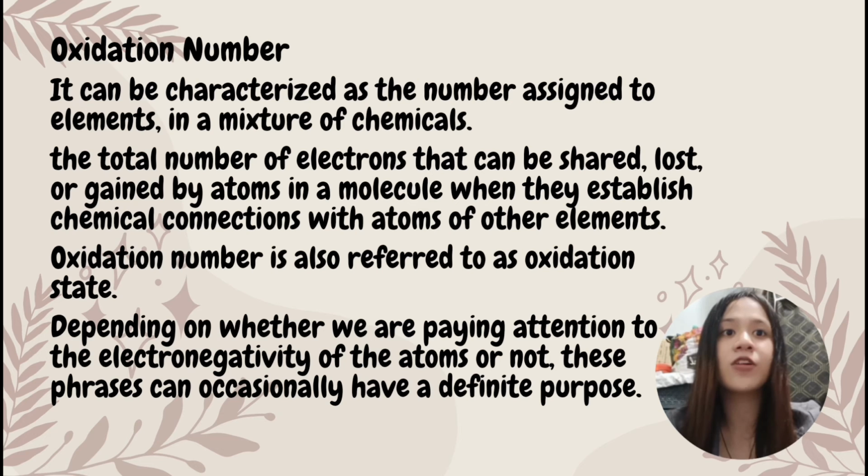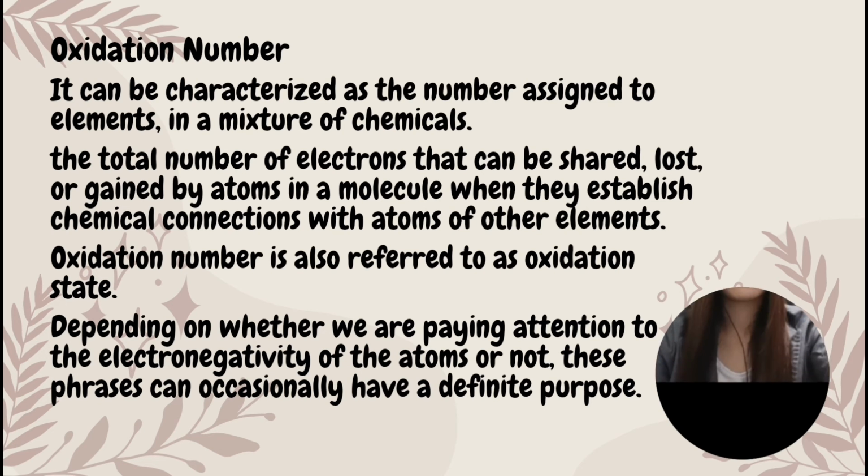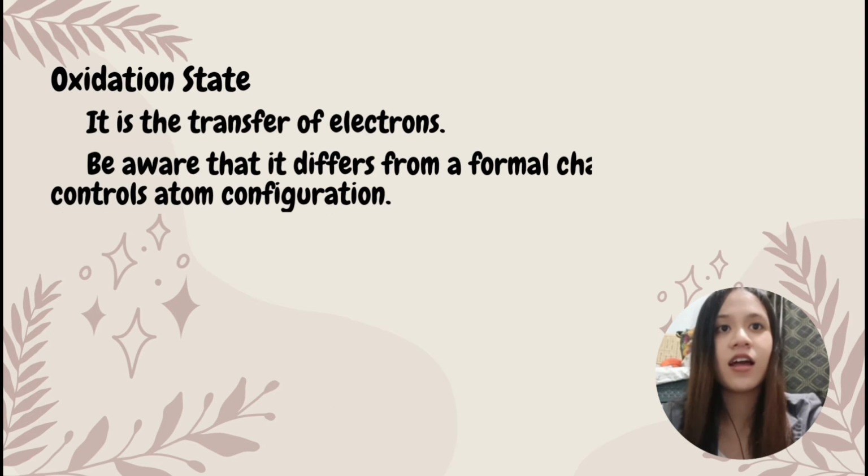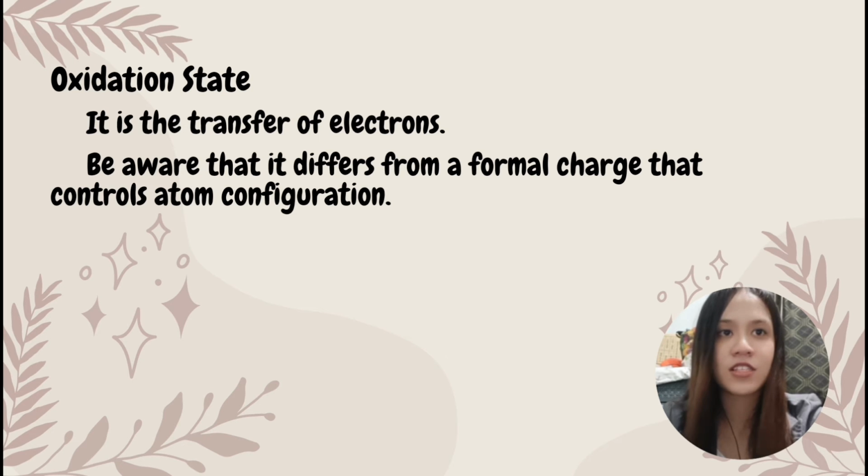Those are gained while forming chemical bonds with the other atoms of a different element. Oxidation number is also referred to as oxidation state. However, sometimes these terms can have a different meaning depending on whether we are considering the electronegativity of the atoms or not. The oxidation number term is used frequently in coordination chemistry. In general, oxidation state or number help us describe the transfer of electrons.